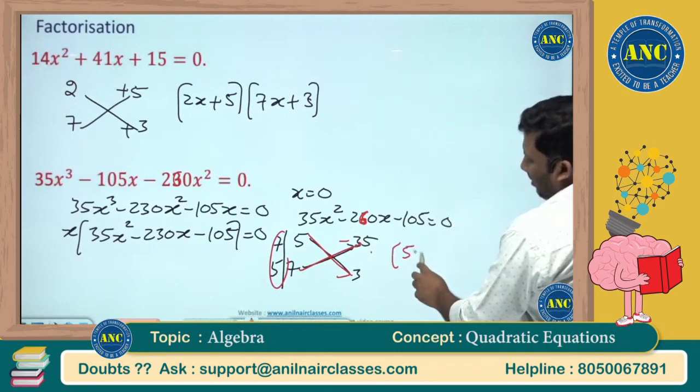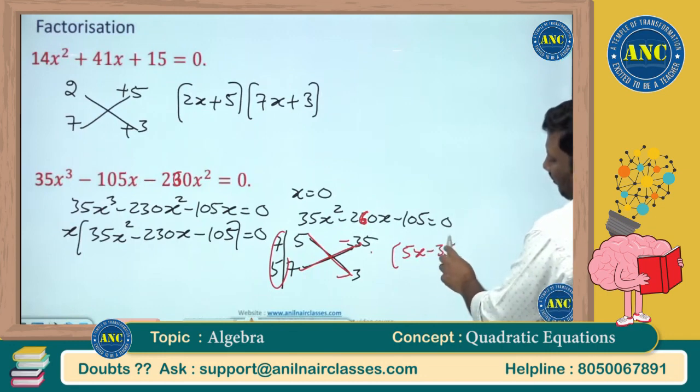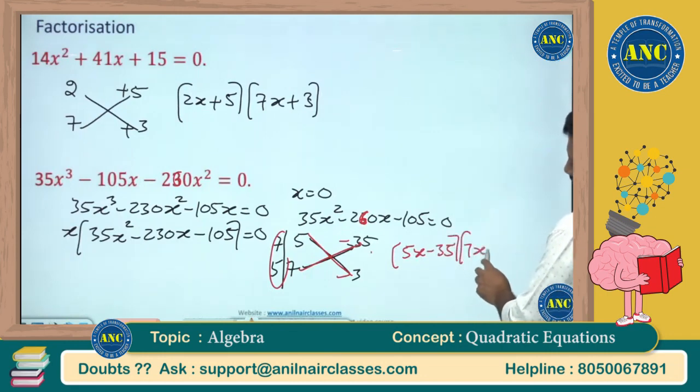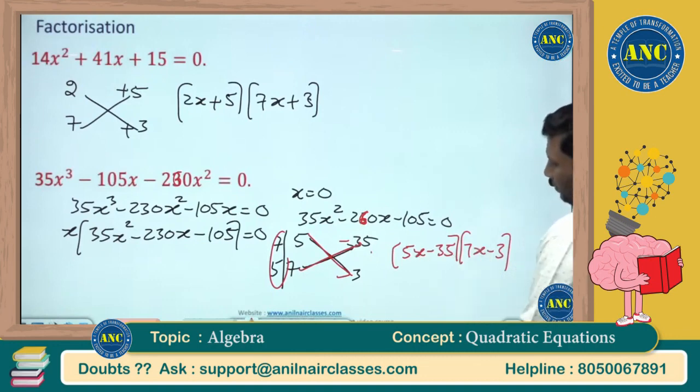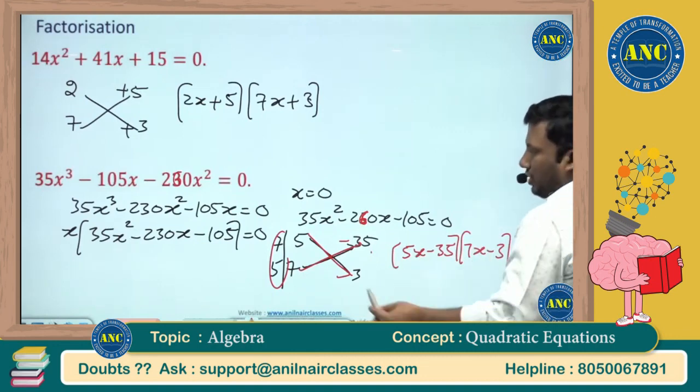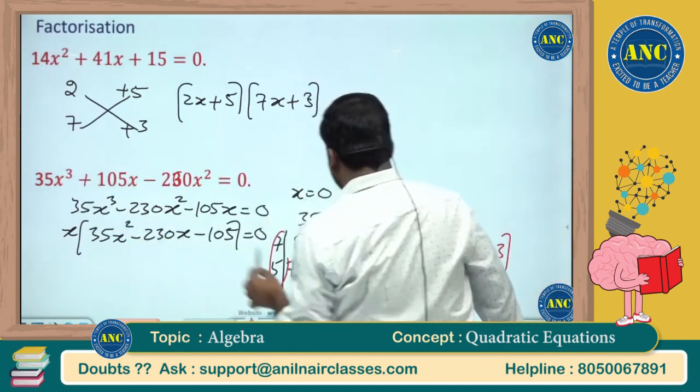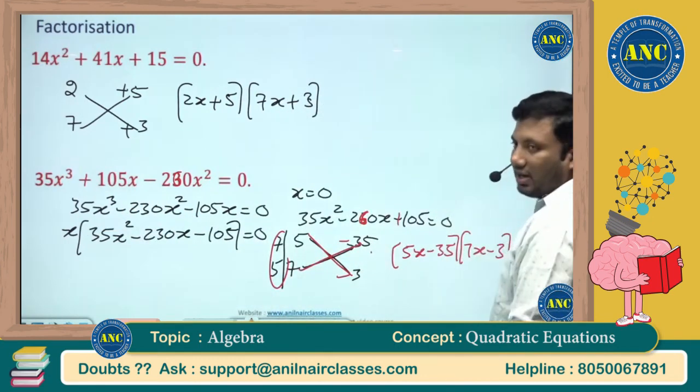So it is 5x minus 35 into 7x minus 3. 5x into 7x, 35x square, minus 15x, plus 245. Minus into minus is plus. So two changes I am doing to get the answer. Here it is plus, here it is plus.